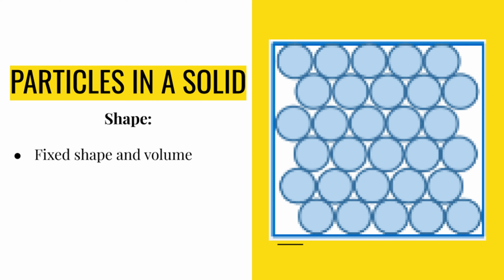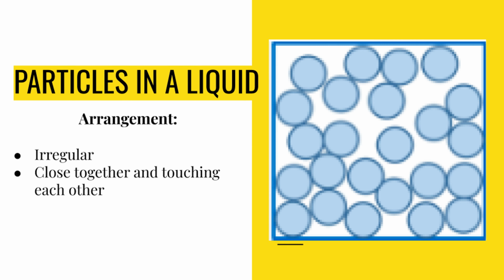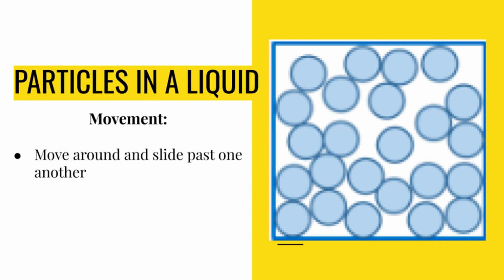Now let's move to particles in a liquid. In terms of arrangement, they are irregular and also they are close together, that is, they touch each other. And this is demonstrated in this diagram. Particles in a liquid move around and slide past one another.